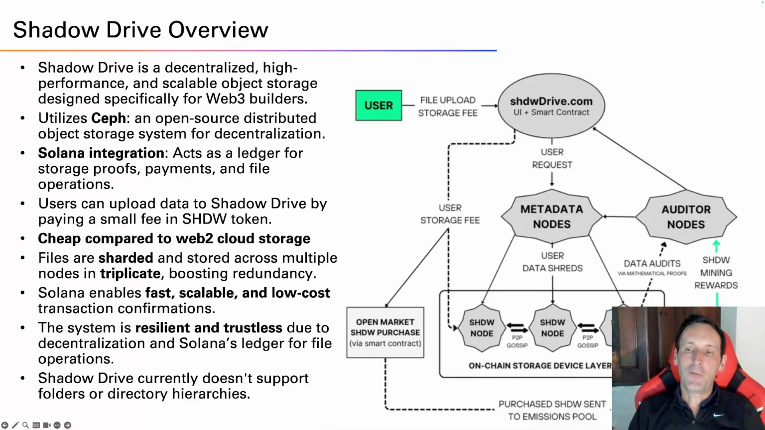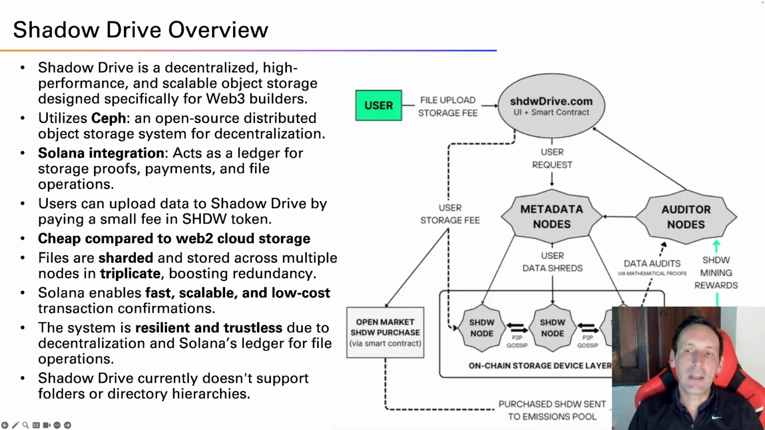When you upload a file, it is sharded and stored across multiple nodes in triplicate, as you can see here. And this obviously enhances redundancy, resiliency, and decentralization, of course. So Solana provides a fast, scalable, and low-cost transaction confirmation for these types of operations, making the system resilient and trustless.